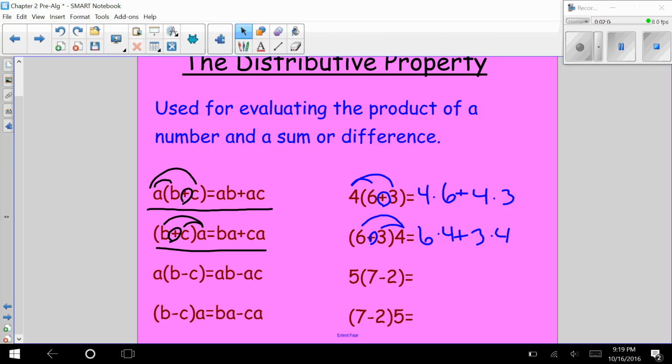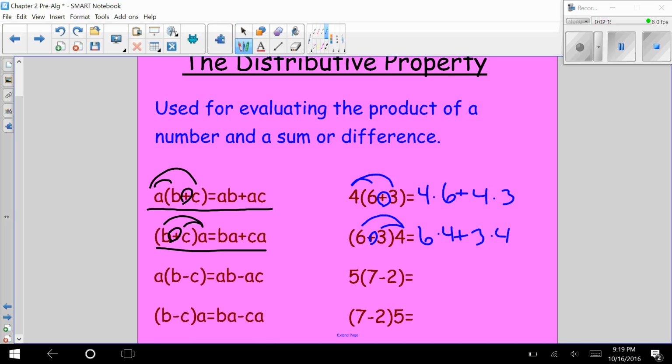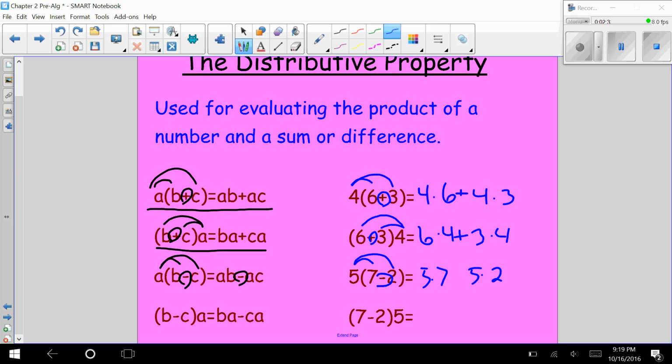The next two examples are the same exact thing as the top two, just using subtraction. So I take A times B and I take A times C. There's a minus in the middle, so there's a minus in the middle of my simplified. So I take 5 times 7, and I take 5 times 2. There's a minus in the middle, so I put a minus in the middle.